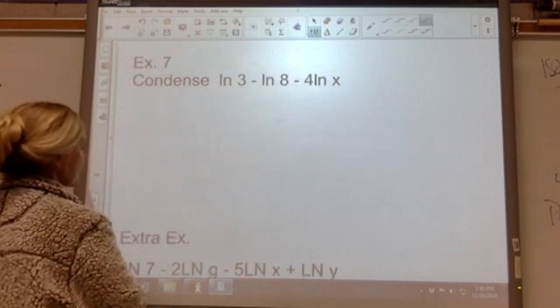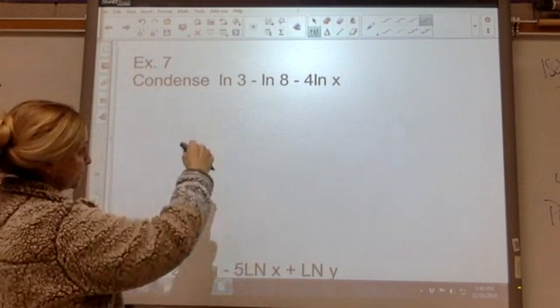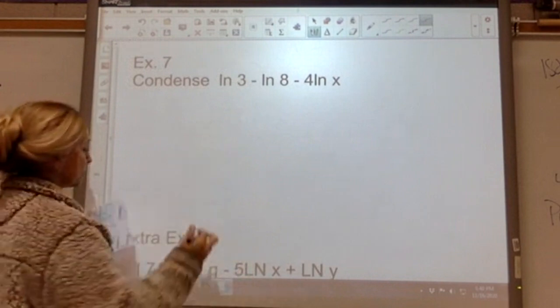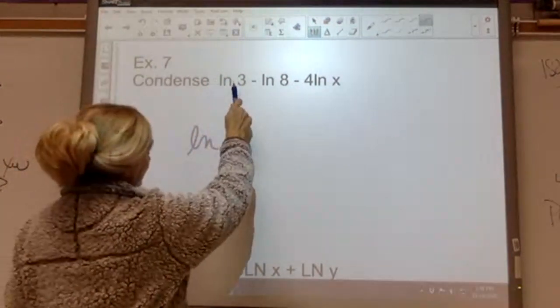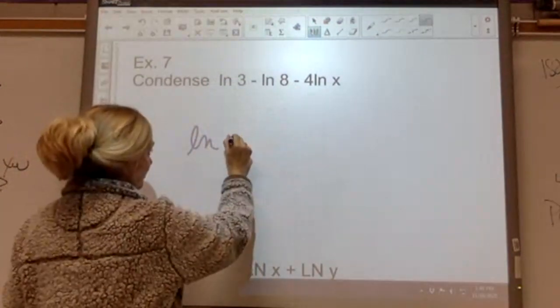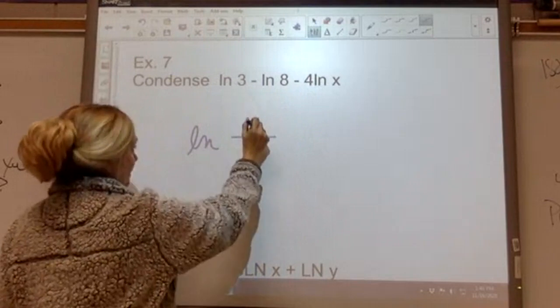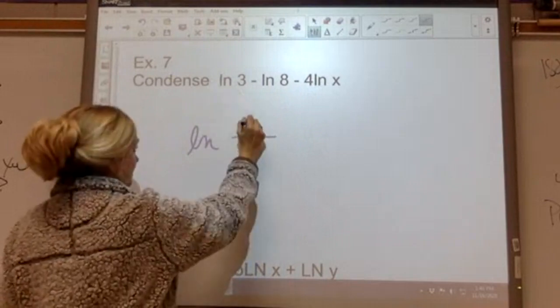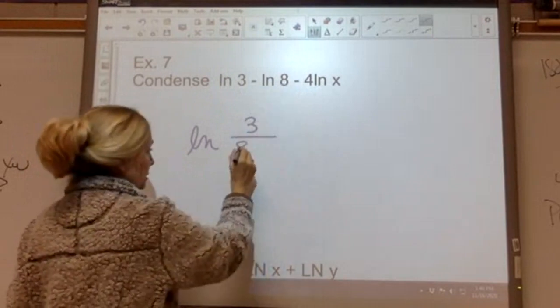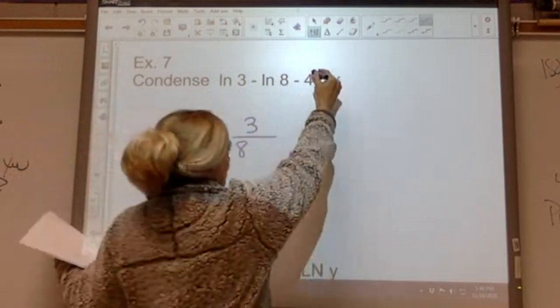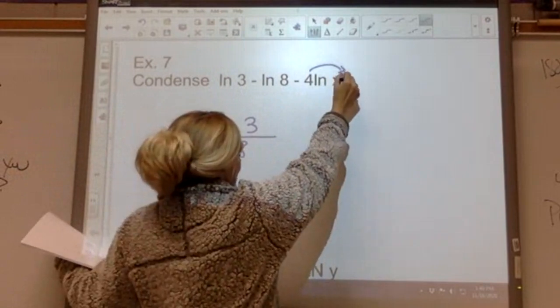Okay. Right now, we're condensing this. It's natural logs, but it works the same. So we have natural log. I see this is positive and these are negative, so it's another fraction. This 3 is positive, this is all positive, so it goes in the top. This natural log is negative, so it means 8 goes in my denominator. This 4 is going to move here and become the exponent.